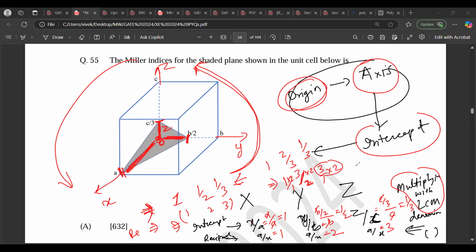So this becomes 2, this 2 is cancelled out, so it becomes 3. And this becomes 6, right? So here you have to multiply. But fortunately, we got integers directly. You don't need to do this step. So your answer is 1, 2, 3.